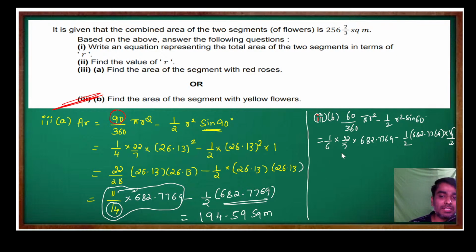You need to calculate this completely, and this answer will come up to 61.67 square meter. 61.67 square meter you should get.